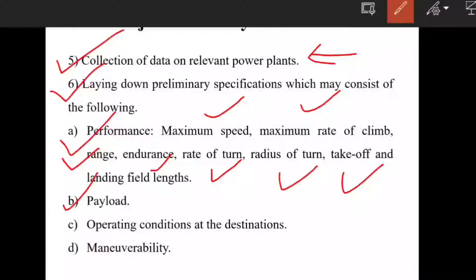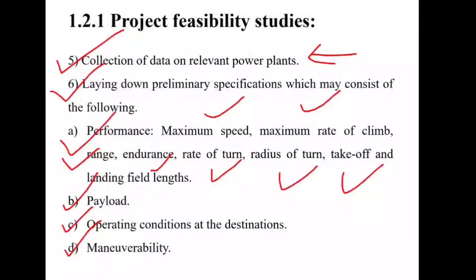Then payload. What is the payload of the particular aircraft that is required. Then the third one is the operating condition. What is the operating condition at a particular altitude or at the desired location. Then the last one is maneuverability. That is important because the maneuverability capability of different aircraft is different. So these are the very important points in laying down the preliminary specification. So guys, this is about the project feasibility study before starting the design process of the aircraft. I hope you understand all six points of this project feasibility study.